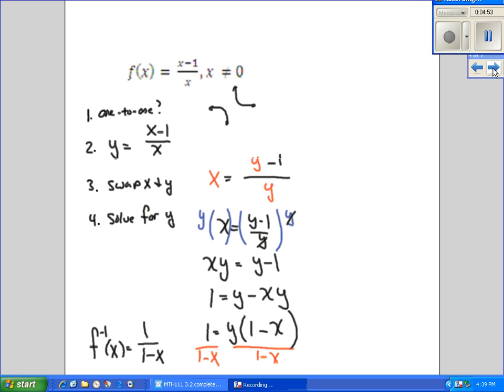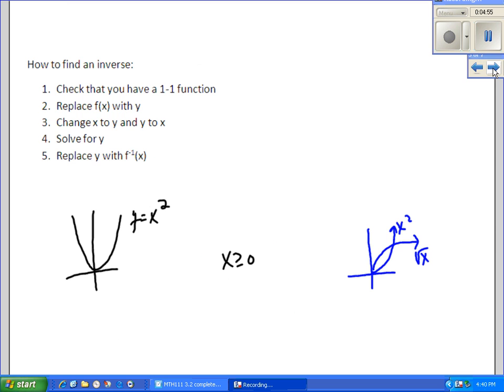Let's do one more that's not quite as hard as that one was. Oh, actually, let me go off on a side note here. One thing about functions, there's an awful lot of perfectly nice functions that we use a lot that are not one-to-one functions, like y equal x squared.